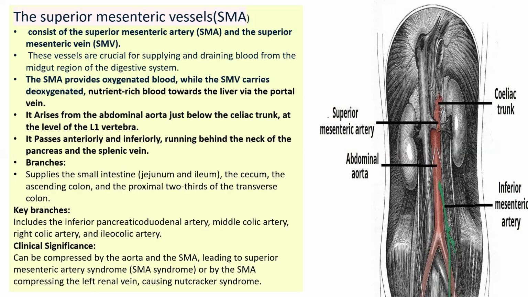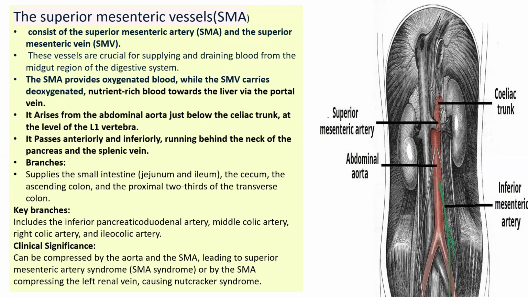It arises from your abdominal aorta, just below the celiac trunk, at the level of lumbar 1 vertebrae. So it passes anteriorly, inferiorly, just behind the neck of the pancreas and splenic vein.